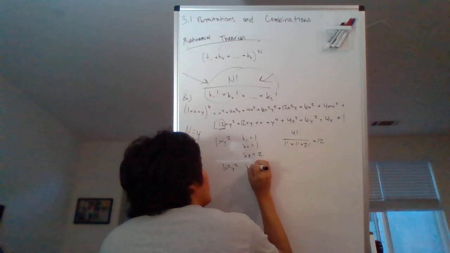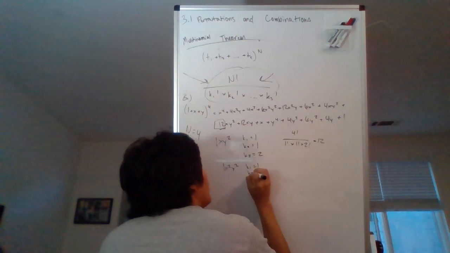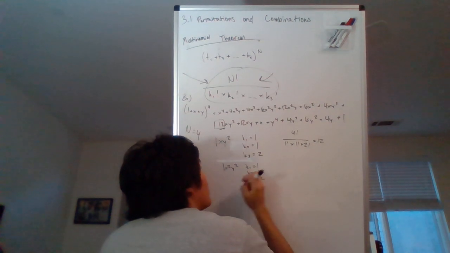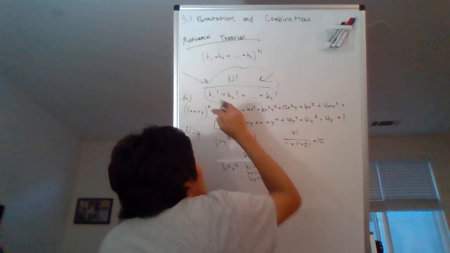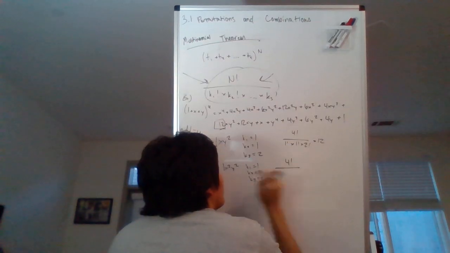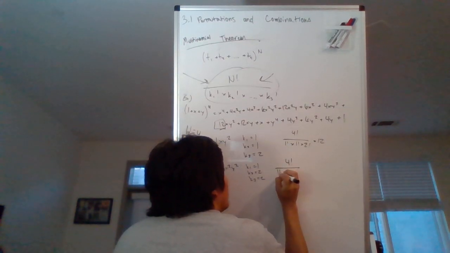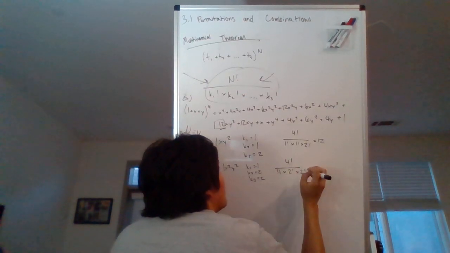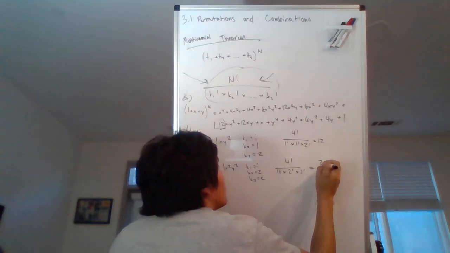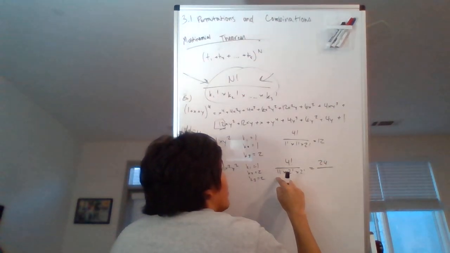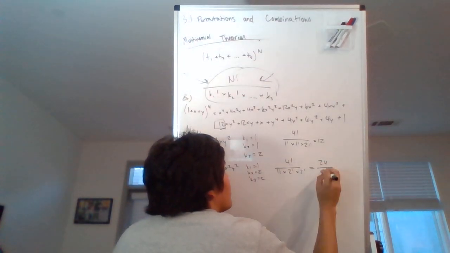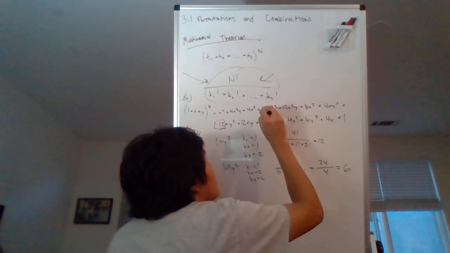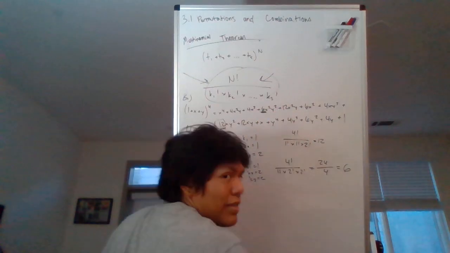So k1 is equal to 1, k2 is equal to 2, x squared, k3 is equal to 2, y squared. Our capital N is equal to 4, so 4 factorial over 1 factorial times 2 factorial times another 2 factorial. And that is 24 over 1 times 2 times 2, which is 4. 24 divided by 4 is 6. And yep, we said that there was a 6 there, that's why there's a 6 there.